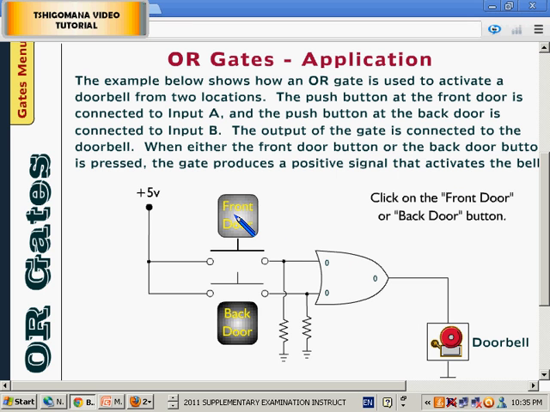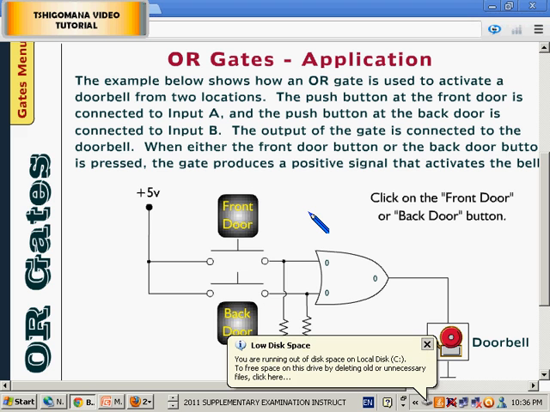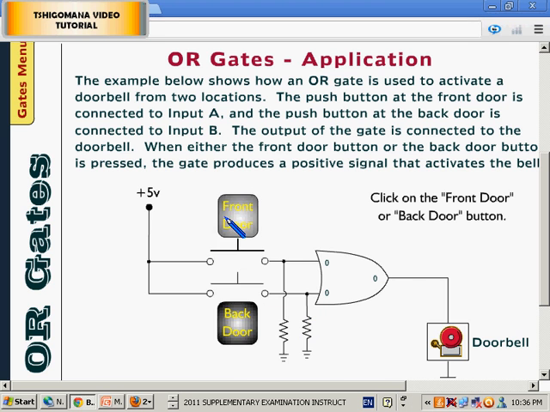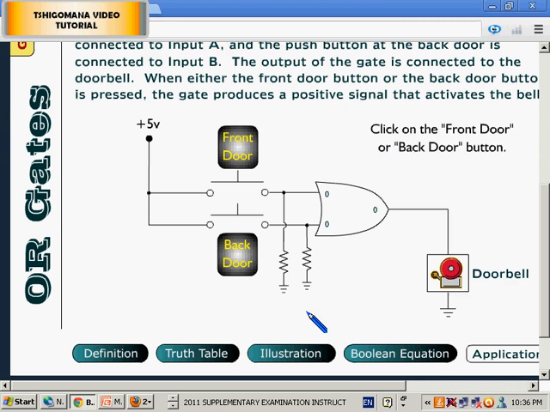Let us try this. Now, I am trying to push the front door button. Can you see? When I click the front door button, the doorbell rings. Let me go to the back door. In other words, this is a very good example of an OR gate.